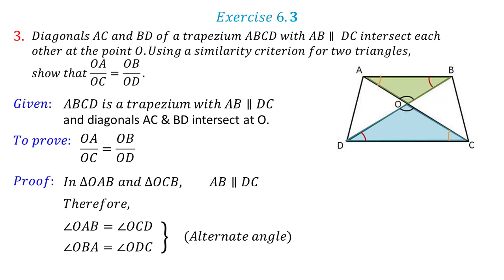Using the similarity criteria for the two triangles, we have to show that OA upon OC is equal to OB upon OD. Now OA upon OC. I have to first identify two triangles in which one side is OA and in the other triangle one side is OC. So easily from this question you can understand that we should take triangle OAB and OCD. We have to consider these two triangles.